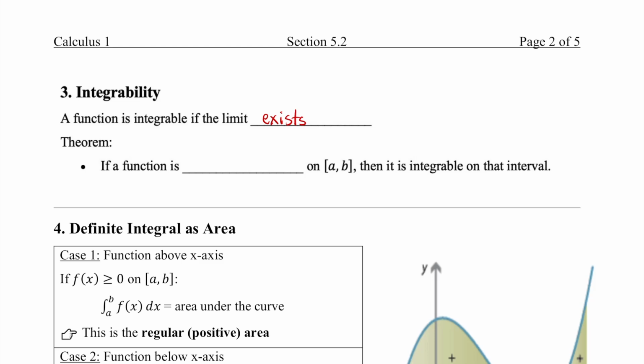Now, the important theorem. If a function is continuous on the closed interval from a to b, then it is integrable on that interval. So in simple terms, if the graph has no breaks, no jumps, no holes, then we are guaranteed that the definite integral works.